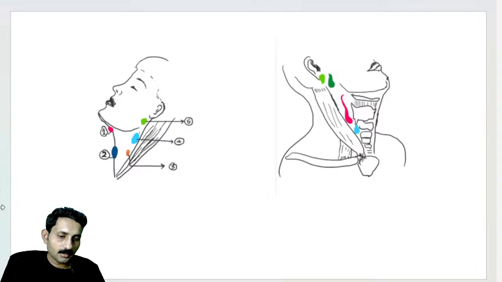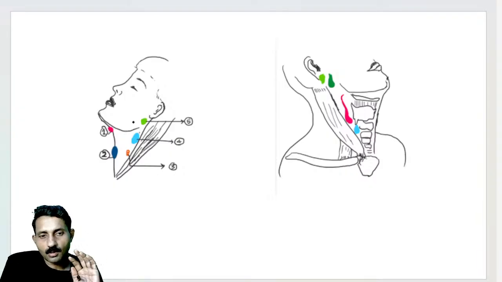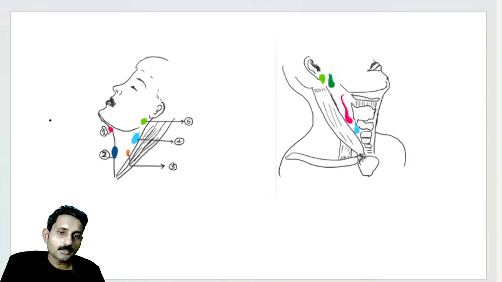Now, the question can come about the remnants of this. I have drawn a diagram to show just the cyst. If you have a branchial cyst, there are some obvious locations. If we have a location here, these are all the embryological remnants. The thyroglossal duct.